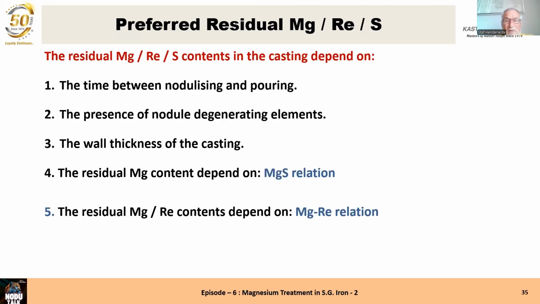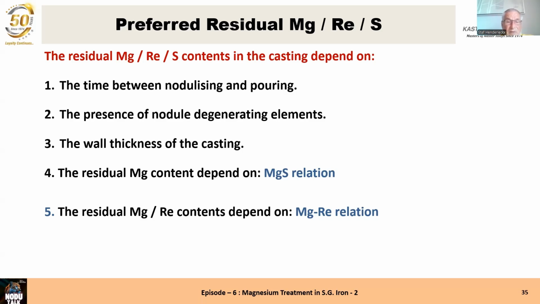What is the preferred residual magnesium, rare earths, and sulfur in the casting? Because it's what's in the casting that is important for us. It depends on the time between nodulizing and pouring. In that time we will have a fading, and we come back to that later. It depends on the presence of nodule degenerating elements, because they need the cerium from the rare earths for compensating these elements. It depends on the wall thickness of the casting.